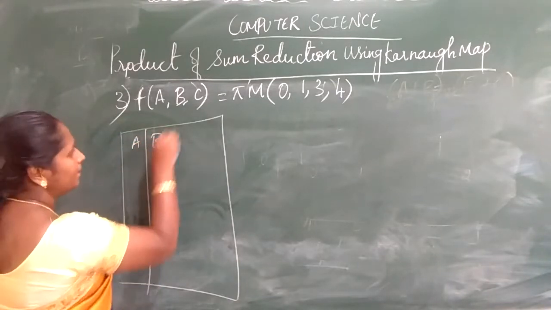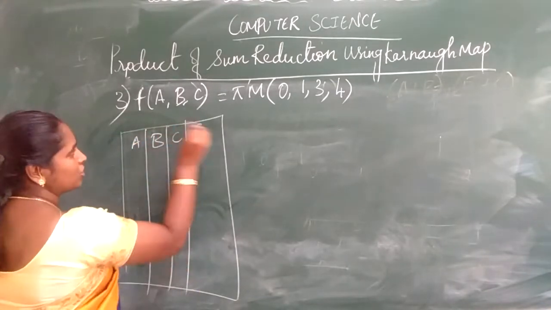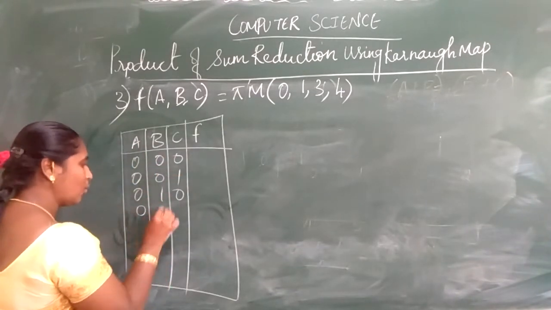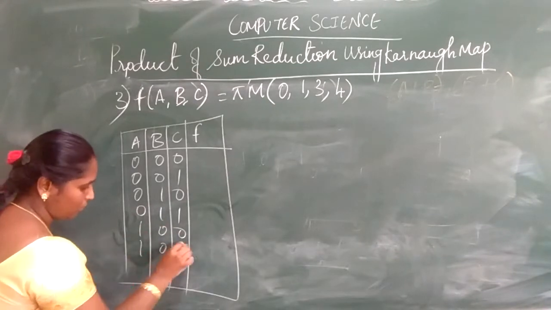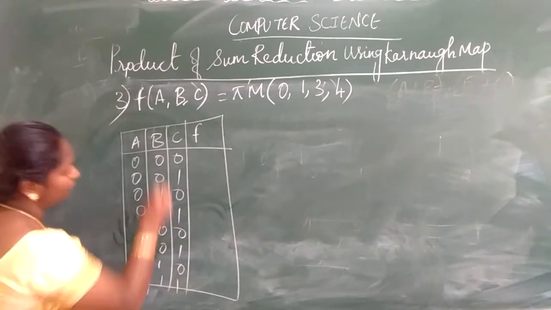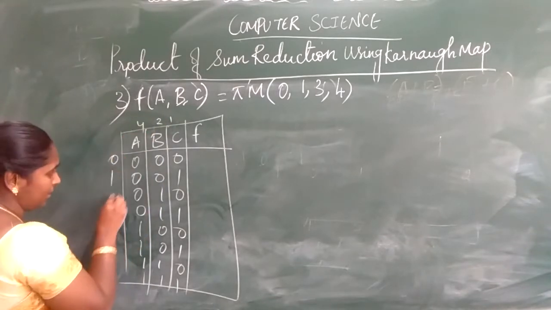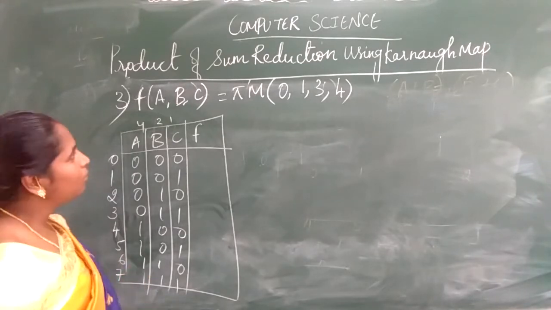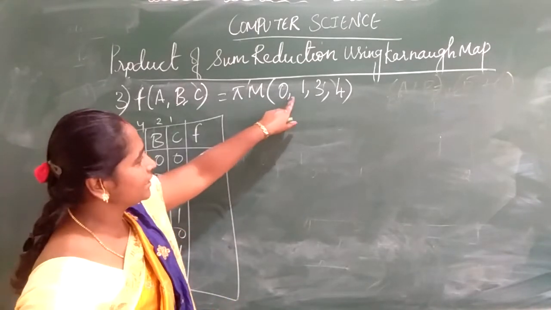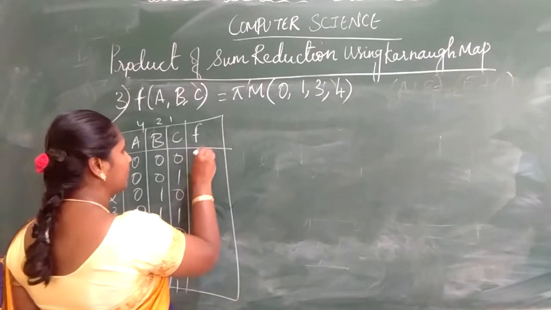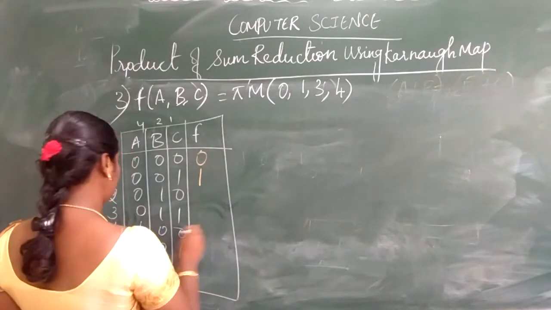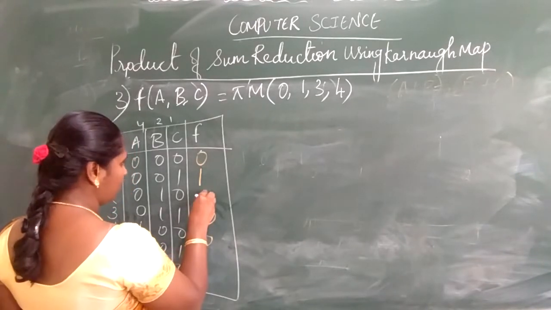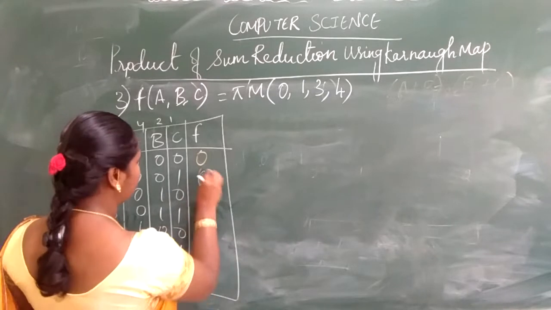A, B, C, and you have a function f: 0 0 0, 0 0 1, 0 1 0, 0 1 1, 1 0 0, 1 0 1, 1 1 0, 1 1 1. These are the multiples of 2: 0, 1, 2, 3, 4, 5, 6, 7. Now the function for which it has an output of 0: for 0 it has 0, next for 1, next for 3, next for 4. The remaining places we place as 1.